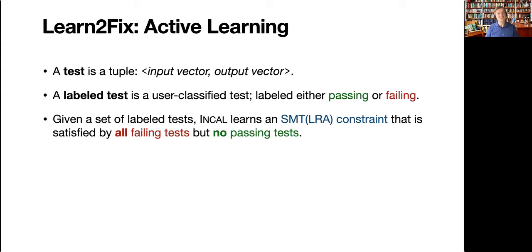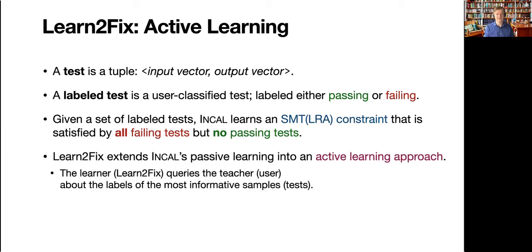So let's just do a little bit of terminology. A test is a tuple, which is an input vector and an output vector, where the input vector and output vector are numbers. And a labeled test case is a user-classified test that is either passing or failing. Now, given a set of labeled tests, we use a tool called InCaL, which learns this SMT (satisfiability modulo theory) linear arithmetic constraint. So this is essentially over linear arithmetic over numerics that is satisfied by all failing tests, but by no passing tests. So there's no approximation. It's really a boundary between failing and passing tests.